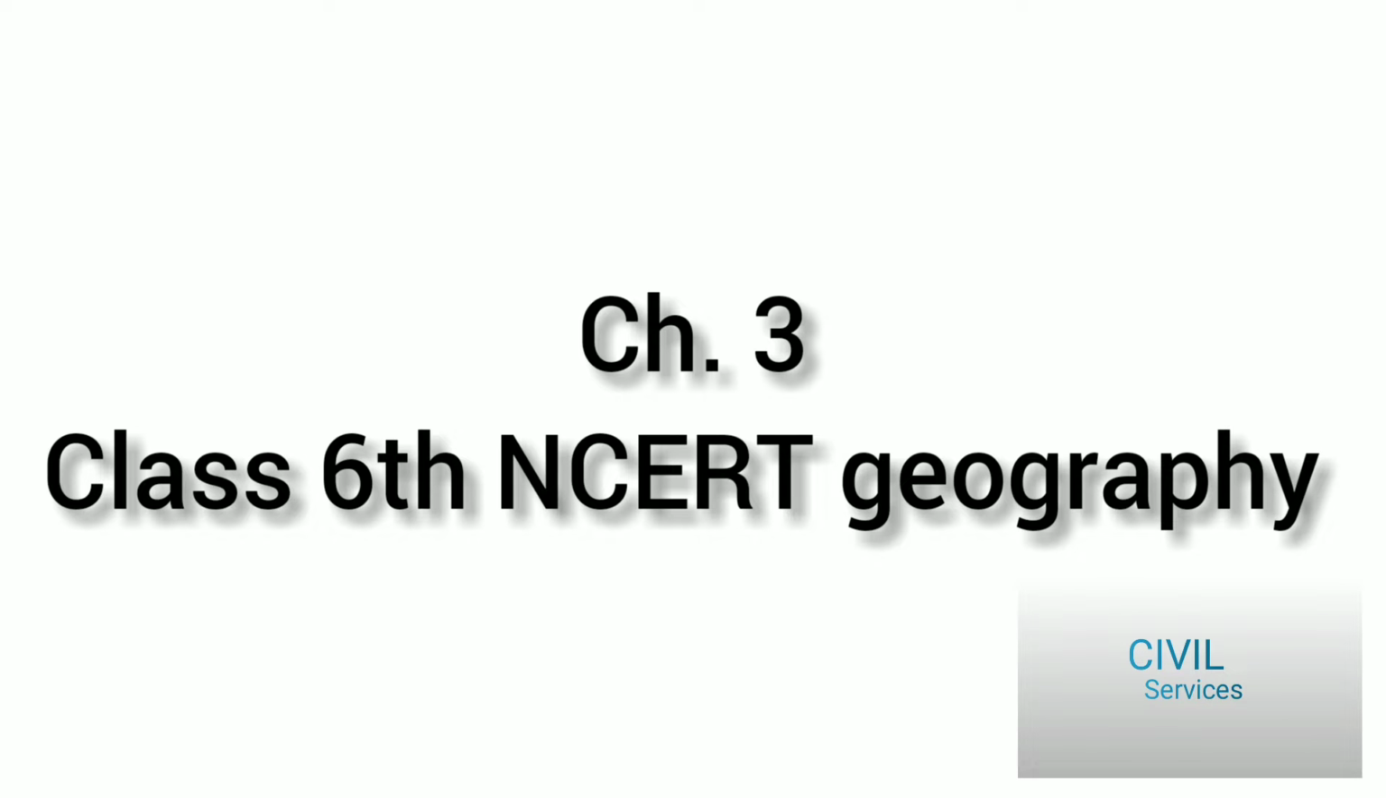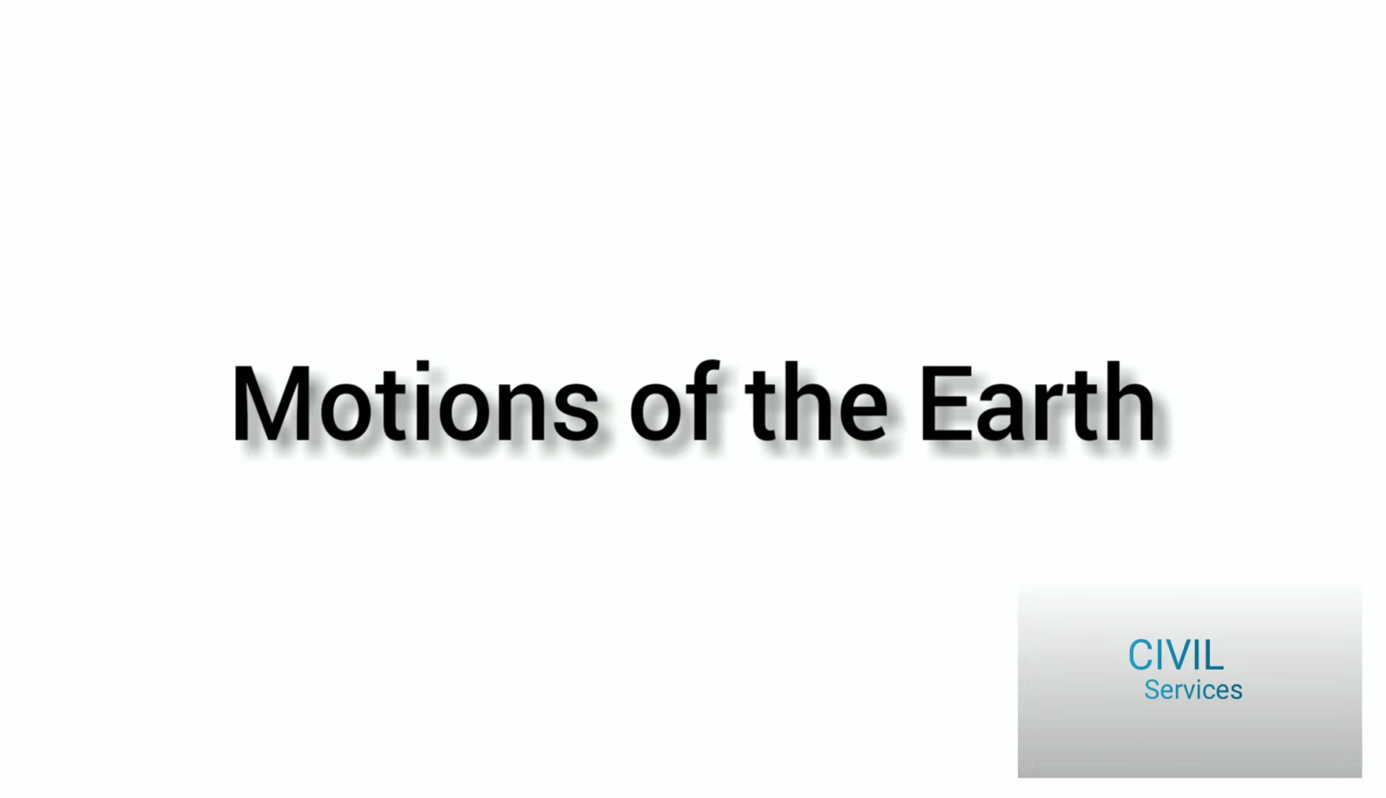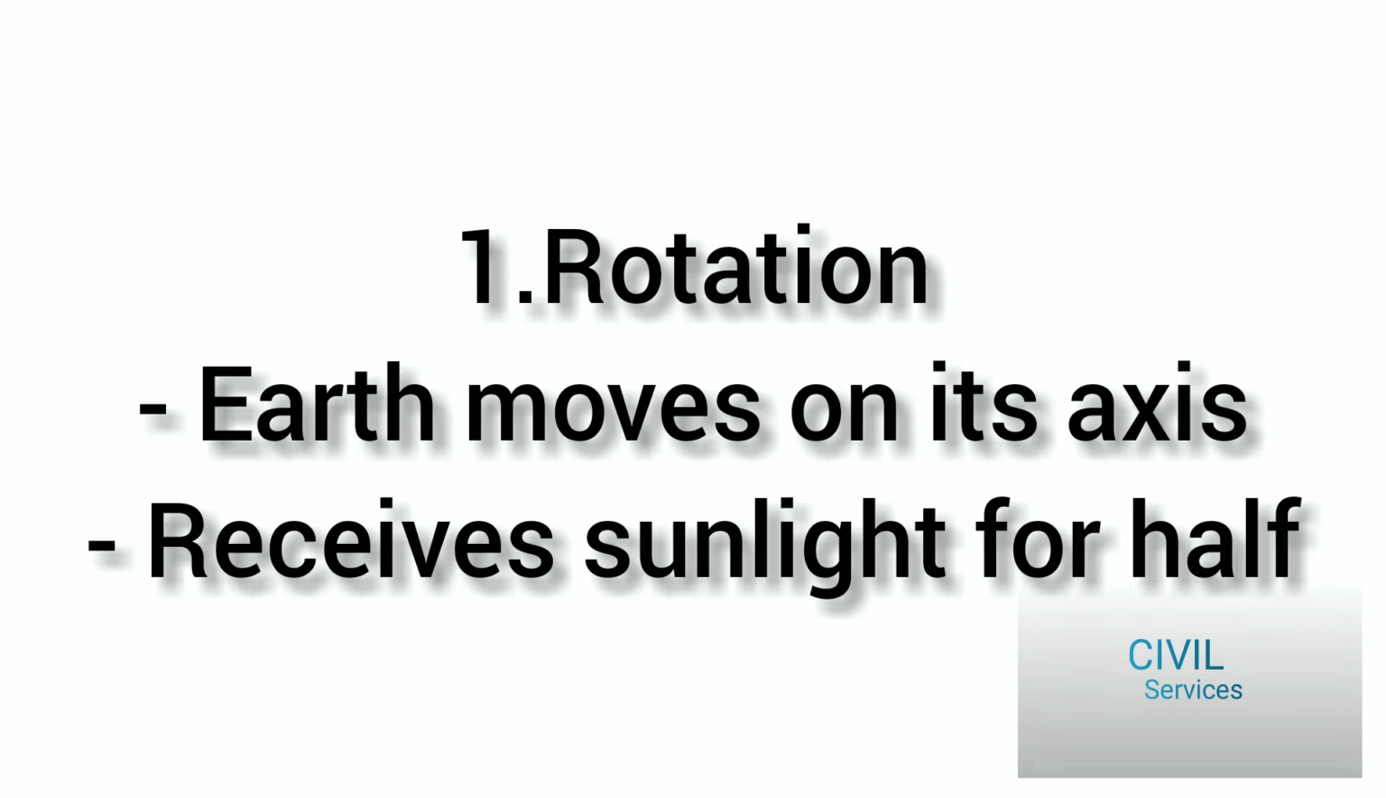So in today's video we are going to see chapter 3 of Classics Geography NCERT, which is motions of the earth. As we already know, the earth moves around the sun on its axis, and this movement is carried in two motions. The very first one is rotation, which means earth moves on its own axis. Due to this rotation, Earth receives light from the sun, which means the portion facing the sun experiences day and the other half experiences night.